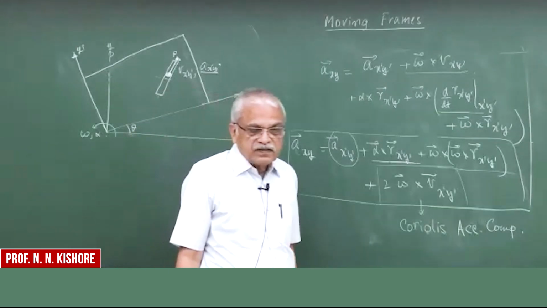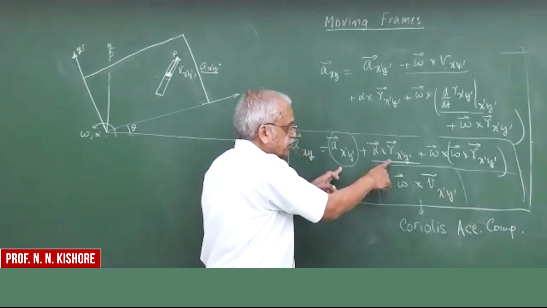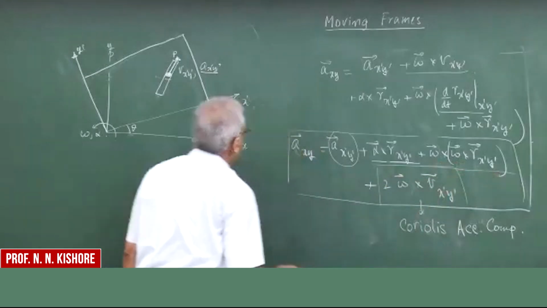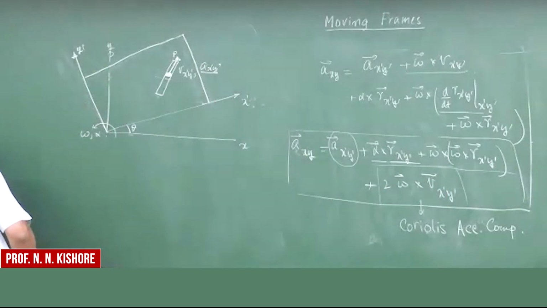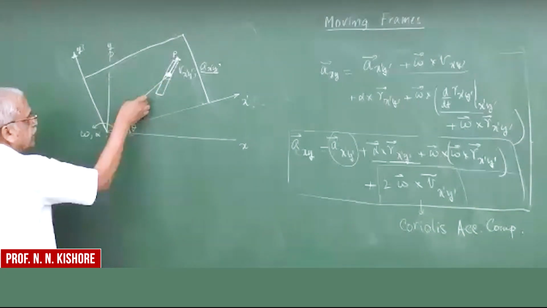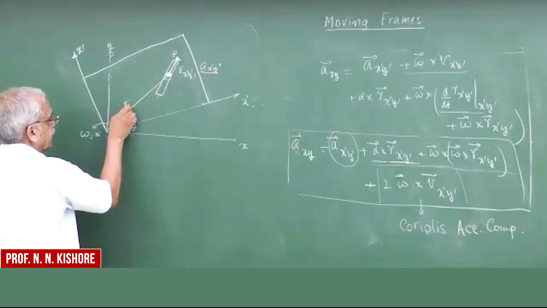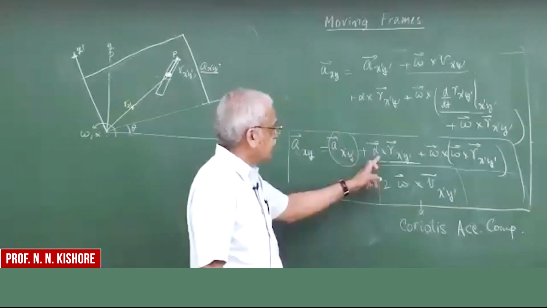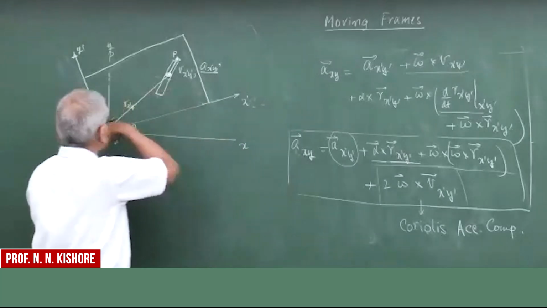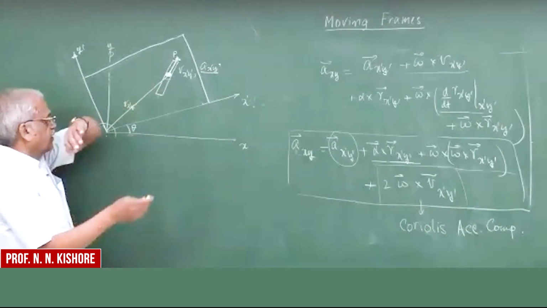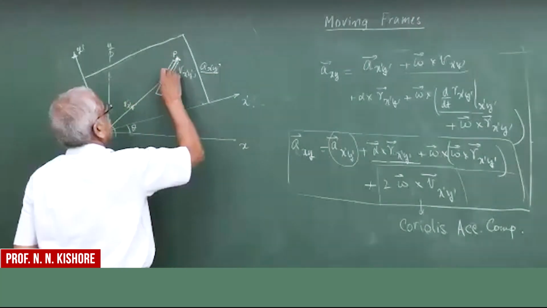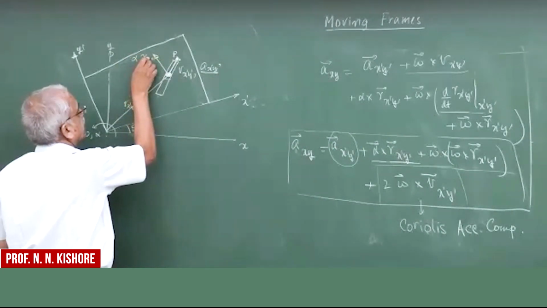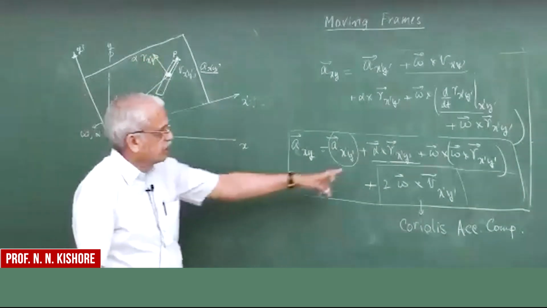So he thinks that this is the only acceleration component. But what more is there? What more is there is the tangential acceleration. So how much is the R? This one is minus omega squared R. And what is alpha cross Rxy? This is alpha k cross Rxy. So if you have alpha k like this, and if you take a cross product with this one, this is the tangential component, which is alpha times R.